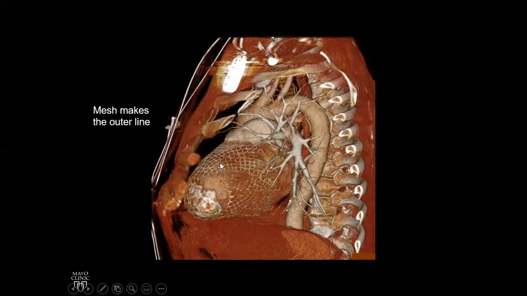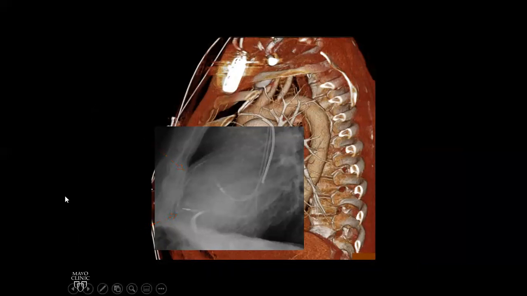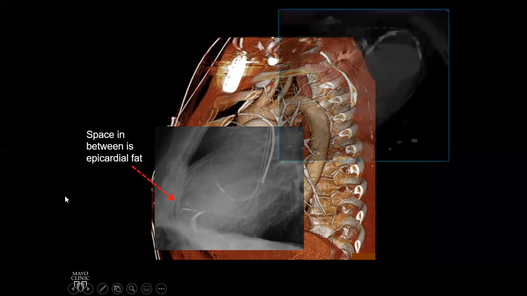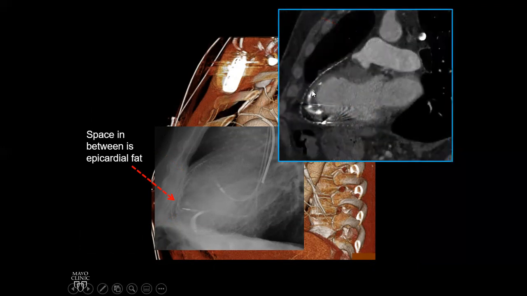This mesh is what we're seeing making the outer line. This infarct makes the inner line. So there's the inner line of the infarct, the outer line of the mesh on the lateral radiograph. The space between there is the epicardial fat. So there's the epicardial fat, there's the infarct, and this dotted line there is the mesh. Here's the infarct, there's some thrombus. This is mesh, and between there's epicardial fat.